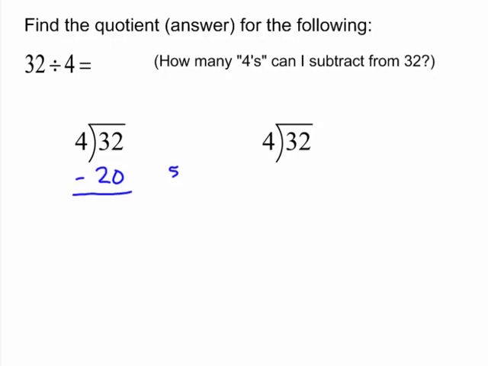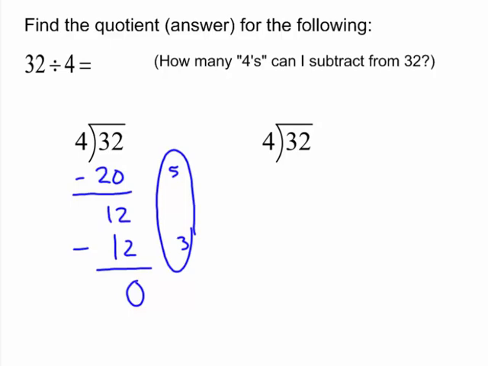If I subtract 20 from 32, I'm left with 12. And then when I look at this, I think, well, because I'm comfortable with my multiplication facts, I know that 3 groups of 4 is 12. And when I subtract 12 from 12, I end up with 0 at the end, or no remainder. And if I count up these terms here, I have actually subtracted 8 groups of 4 from 32.